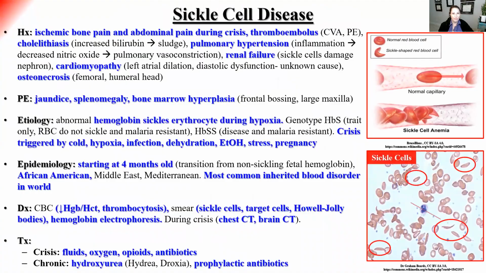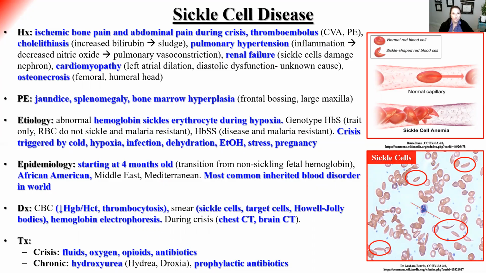The first one that we'll talk about is sickle cell disease. This is a genetic disorder where the hemoglobin is abnormal and it sickles in hypoxic events. So let's talk about the history first. Ischemic bone pain and abdominal pain during their hypoxic crisis. They are at much higher risk for thromboemboli, so a CVA, stroke, or a pulmonary embolus. They're also at increased risk for cholelithiasis because they have this increase in bilirubin from the hemolysis, which causes this kind of sludge in the gallbladder.